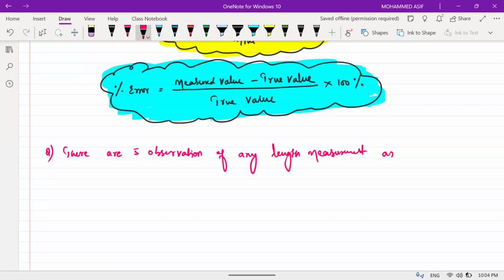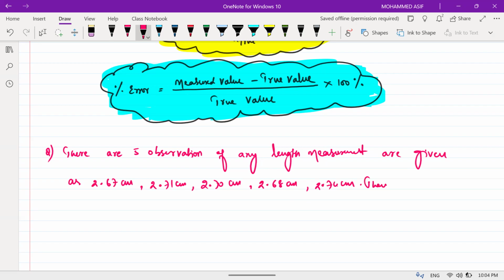Measurements are given as 2.67 centimeter, 2.71 centimeter, 2.70 centimeter, 2.68 centimeter, 2.74 centimeter. Okay. Then find percentage error. Find percentage error in the observation.